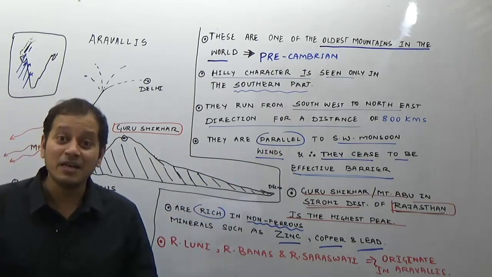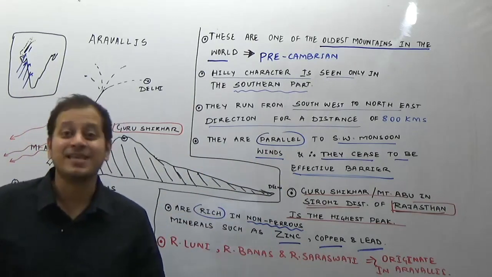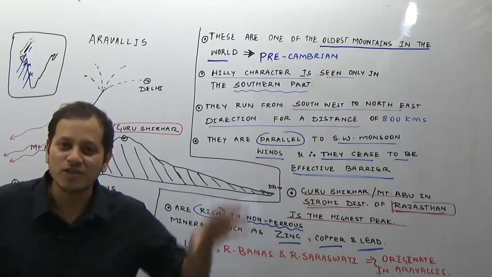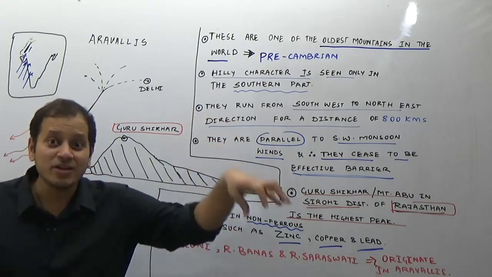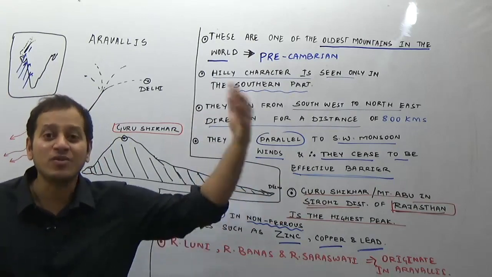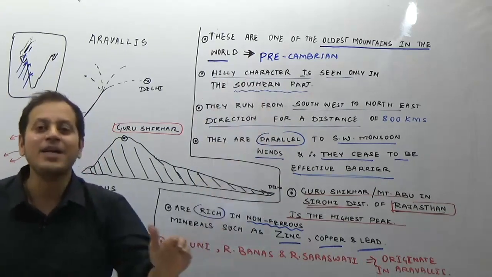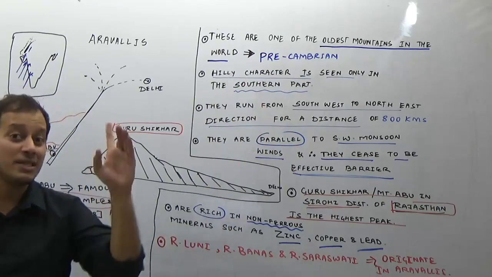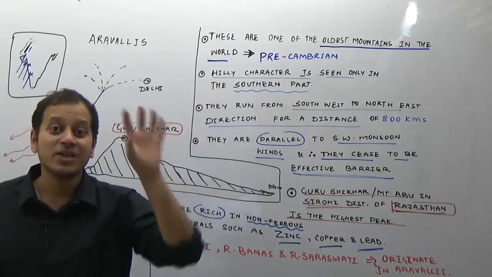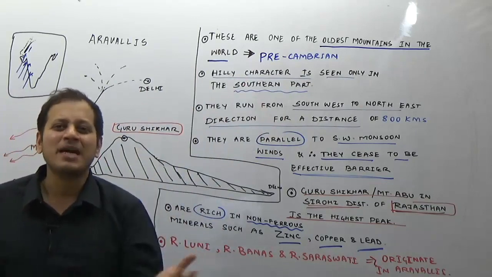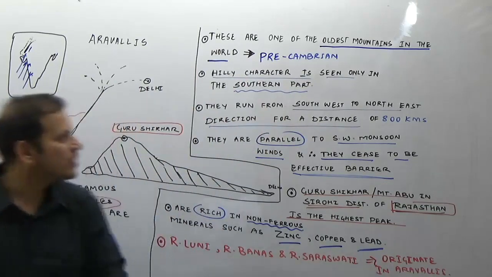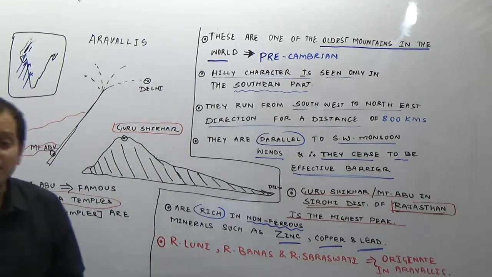Remember, Aravallis were once as high as the Himalayas, but the forces of denudation, the forces of erosion, have acted on these mountains for a very long time and reduced the height of the mountains. Otherwise, once they were as high as the Himalayas, today they are small hills. Maximum height 1700 meters. This is about the Aravallis.